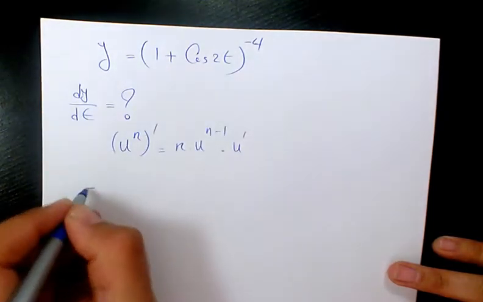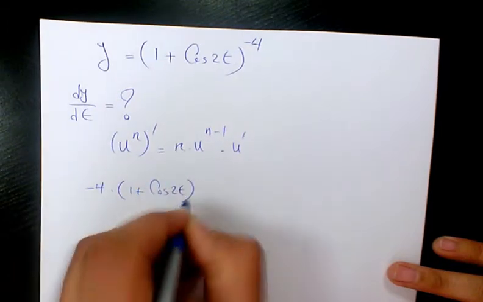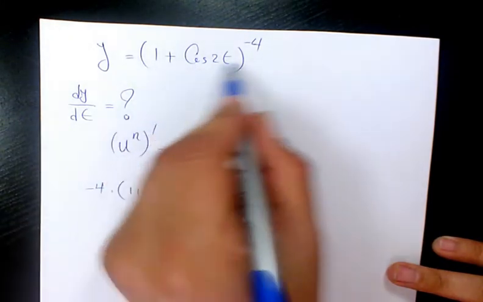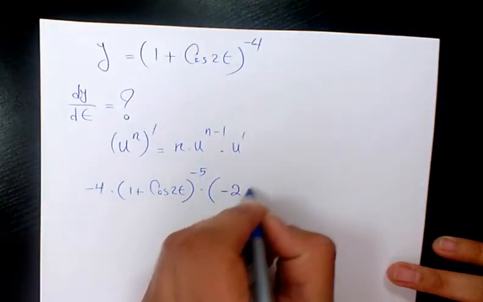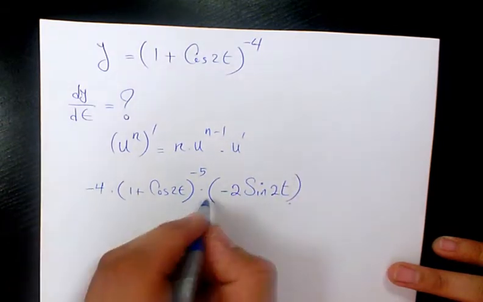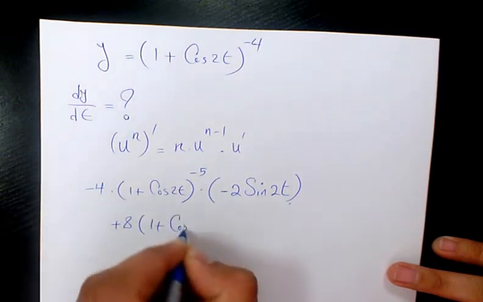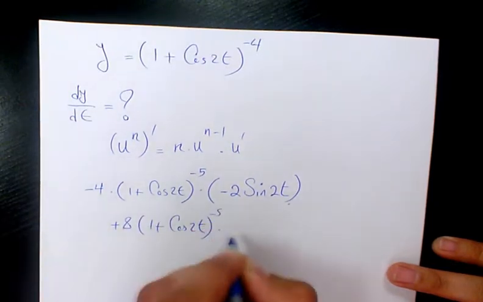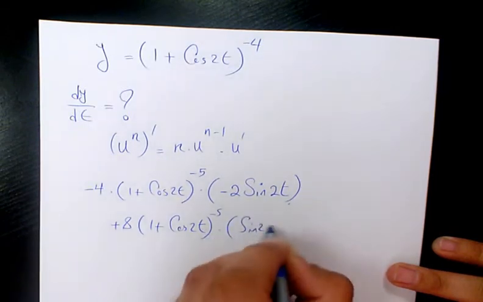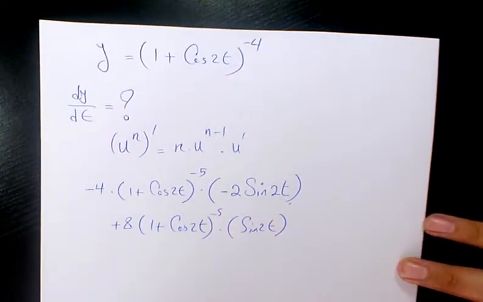So it's going to be negative 4 times (1 + cos 2t) to the power of negative 5 times the derivative of 1 + cos 2t, which is negative 2 sine 2t. So that's going to be negative 4 times negative 2, which is positive 8, times (1 + cos 2t) to the power of negative 5 times sine 2t. That's going to be the final answer.